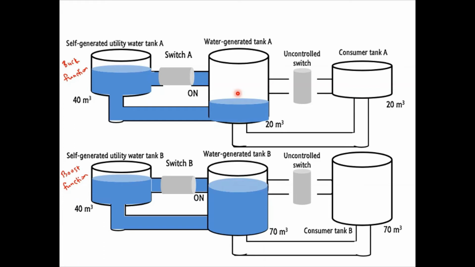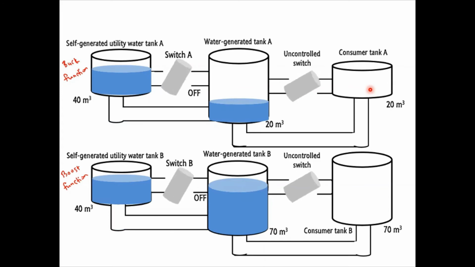Instead of generating an additional volume of water, these water generated tanks have a similar water volume to the consumer tanks. The reason for this condition will be answered when the switch A and B are turned off.